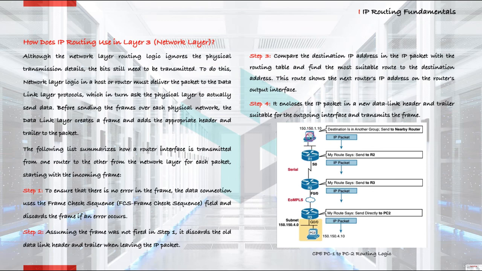PC1 sends the packet to its default router. The default router IP is already in the IP information part of the PC. The PC sends the packet to its default router to forward it to another network. The default router receives the packet and sends it to router 2 by looking at the routing table. Router 2 sends it to router 3, and router 3 forwards it to the PC.